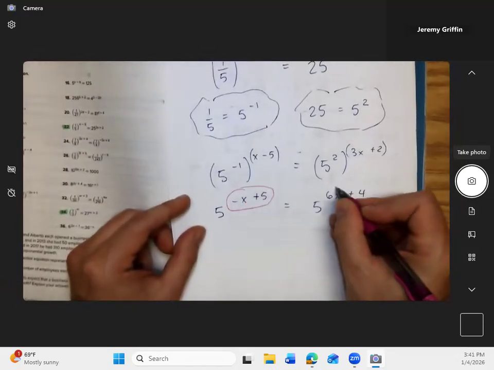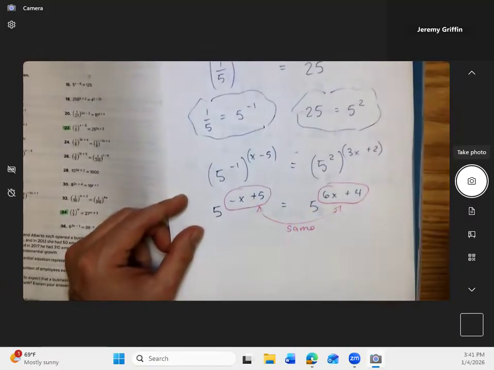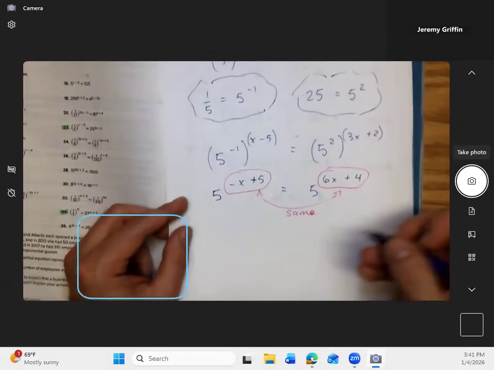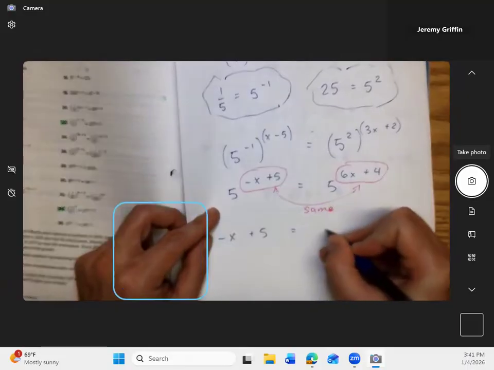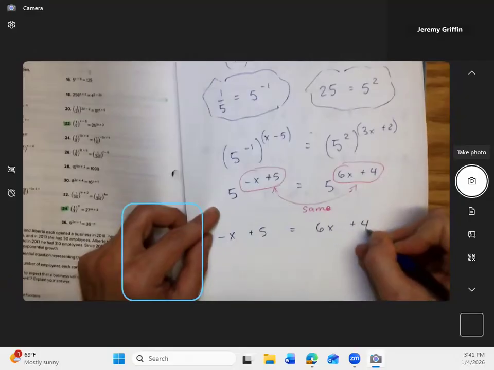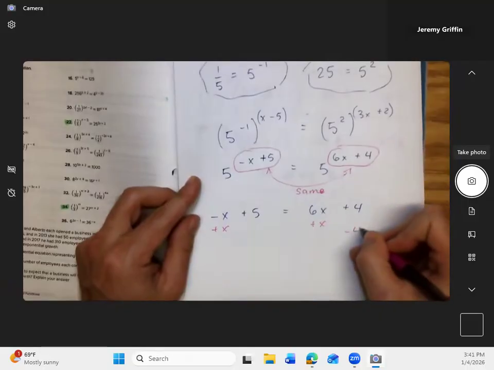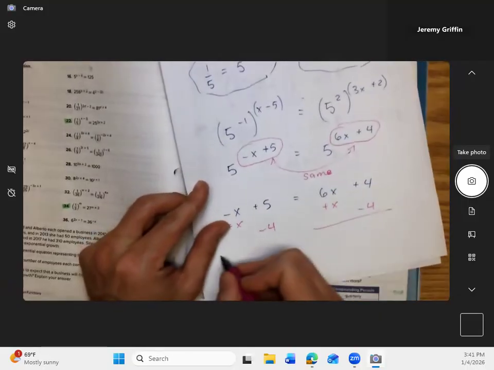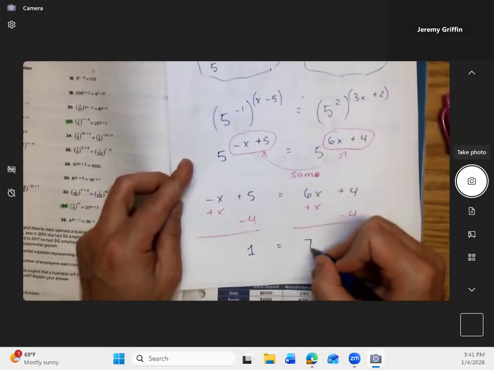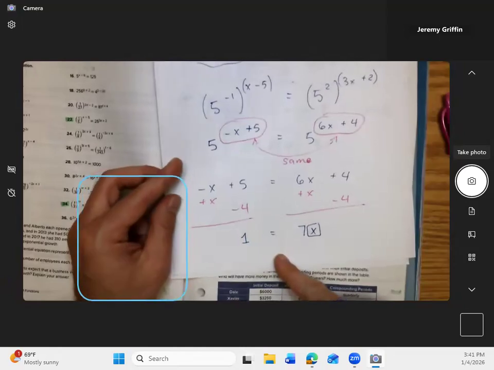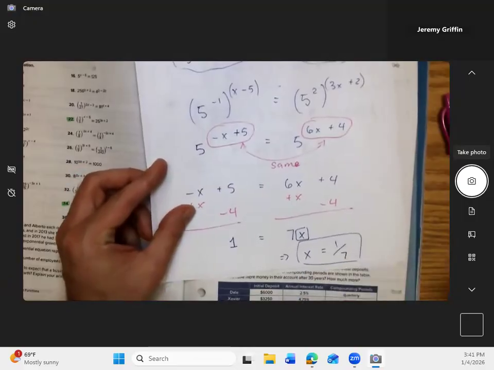5 to the something equals 5 to the something else. Well, these exponents must be the same, just like before. So now we can solve this with regular algebra. Negative x plus 5 must be the same thing as 6x plus 4. Let's add x to both sides and subtract 4 from both sides, two steps in one there. On this side I end up with 1, and on this side, 7x. Divide both sides by 7. Therefore, x is equal to 1 over 7. Looks good.